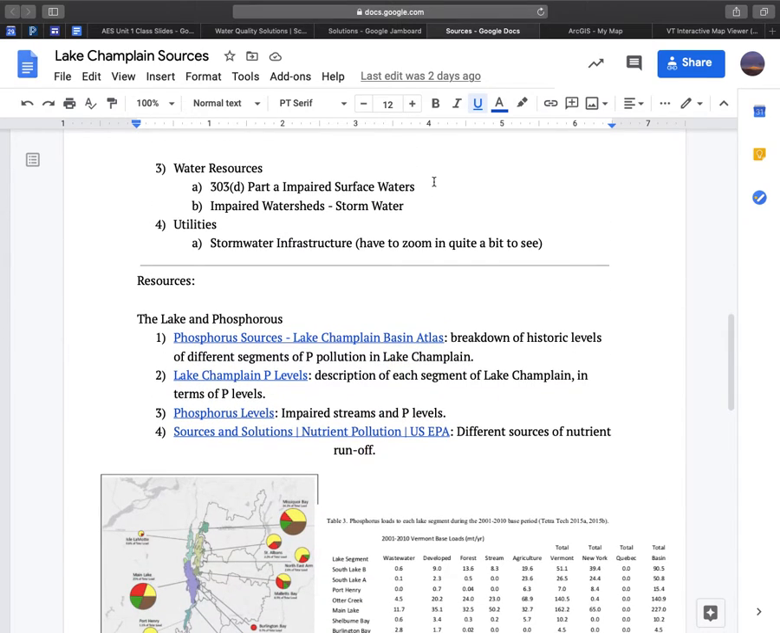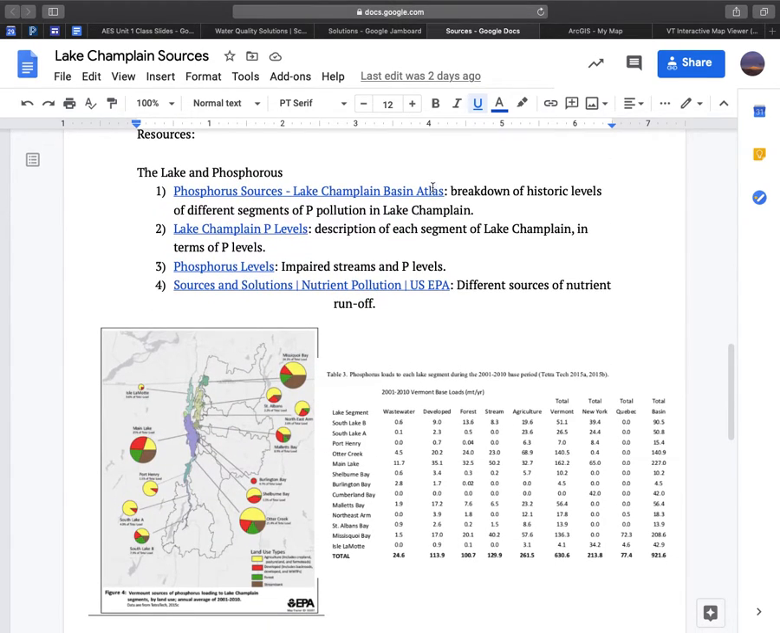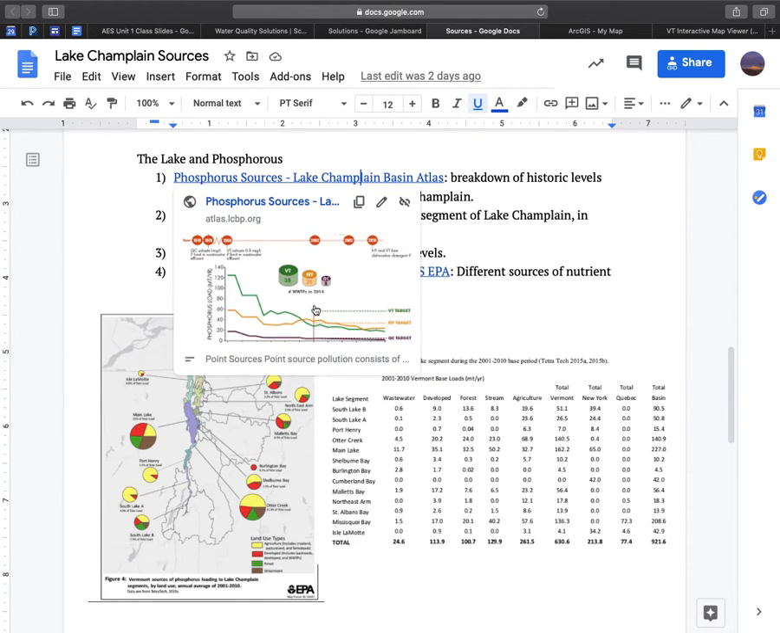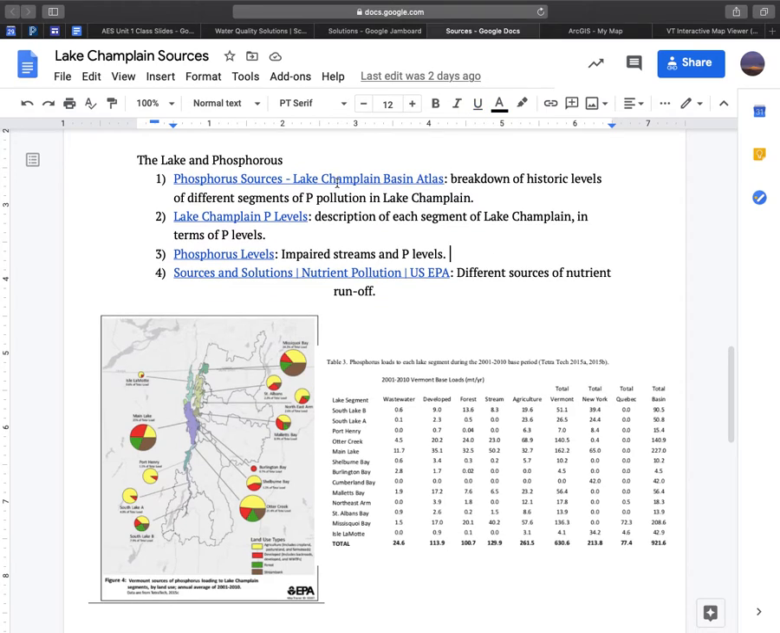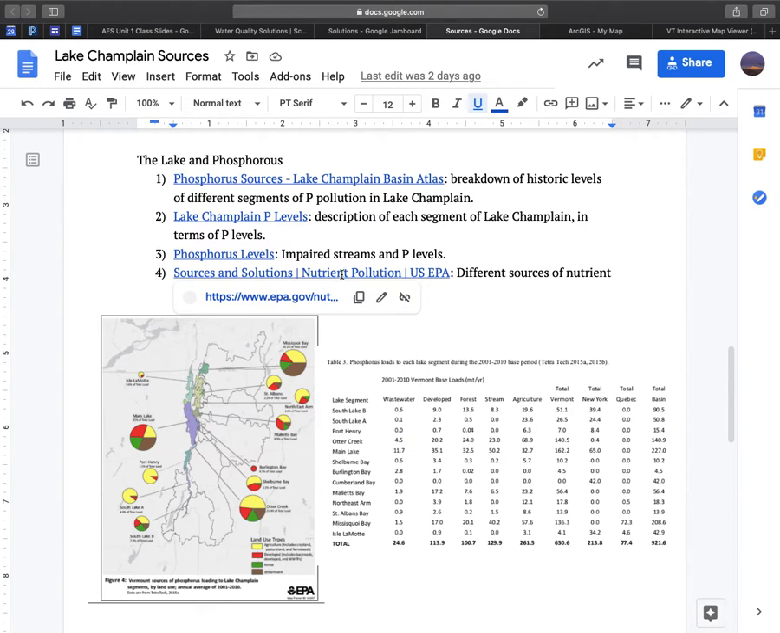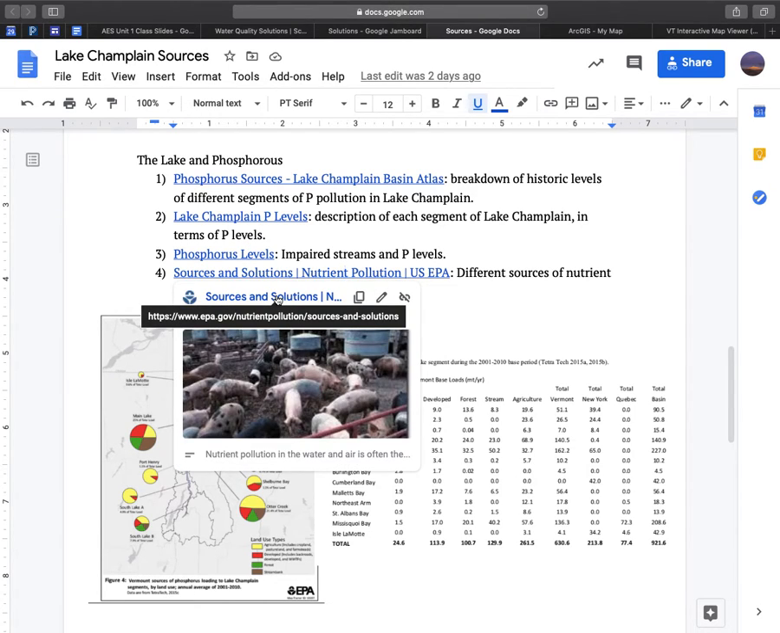Now, to start identifying where you might want to go to look for a problem, I have these sources here. This is going to be breaking down the historical levels of phosphorus entering Lake Champlain from different resources. This is going to be looking at the lake in terms of that image that we were looking at the beginning of class. This is going to be looking at different impaired streams. This is also going to be looking at different broad sources of nitrogen and phosphorus entering water bodies.